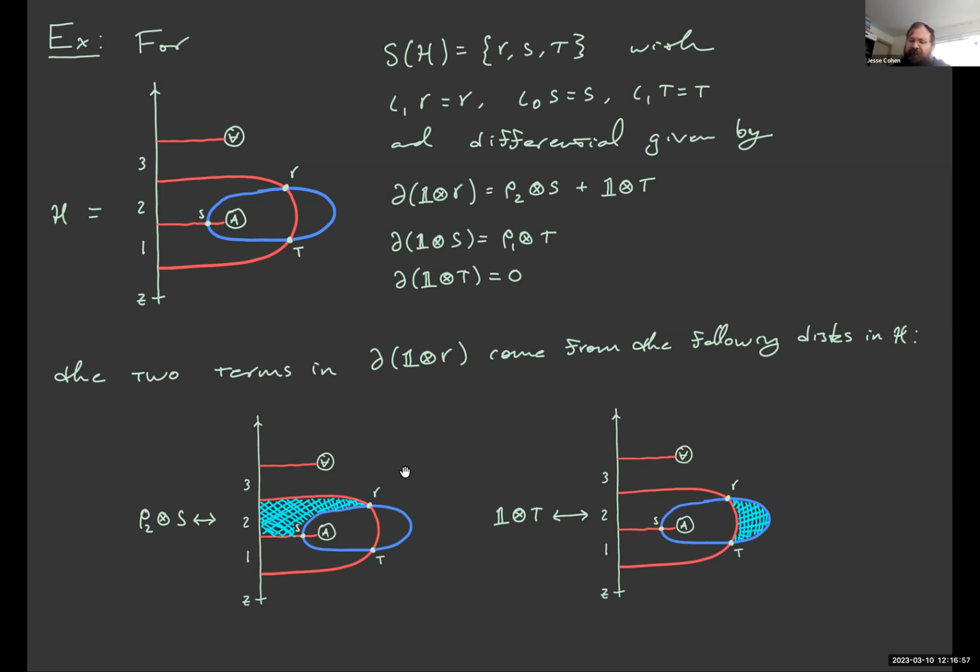And one can see the disks corresponding to each of these terms in the diagram here. So there's this disk that goes from R to S and extends out to the second Reeb chord in the boundary. And then there's a disk in the interior that goes from R to T. And similarly, the differential of 1 tensor S is rho 1 tensor T because there's a disk that extends from S to T and goes out to the boundary at rho 1.